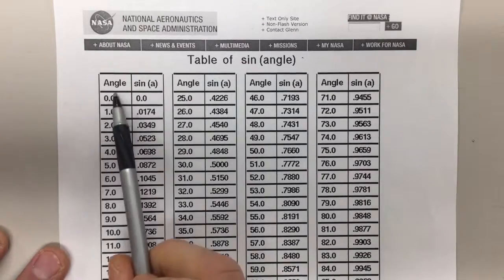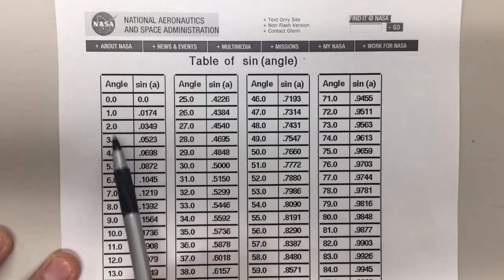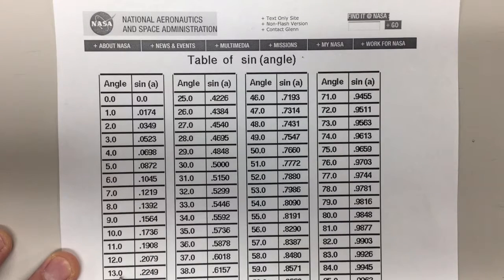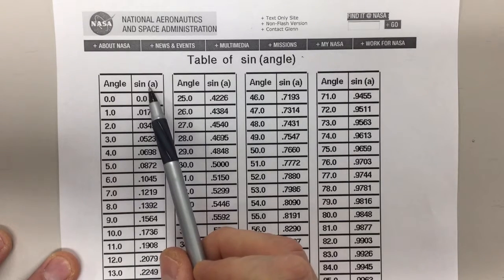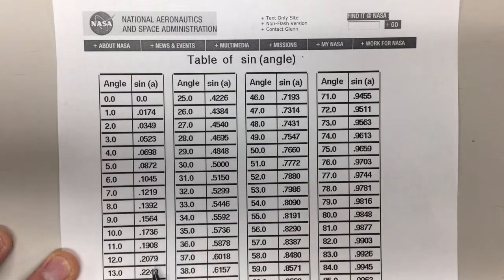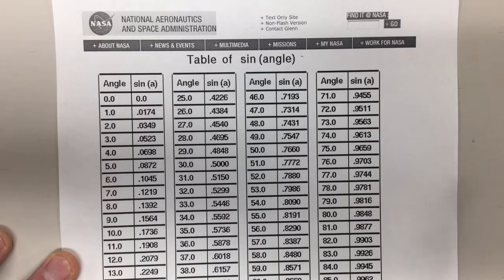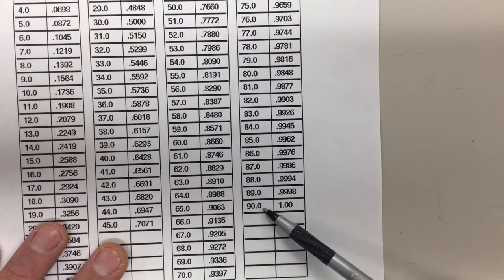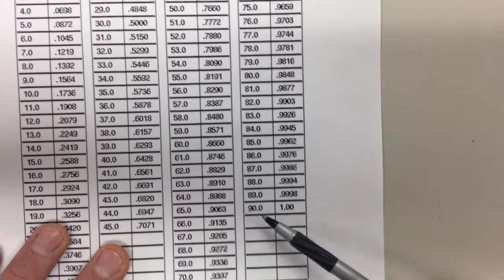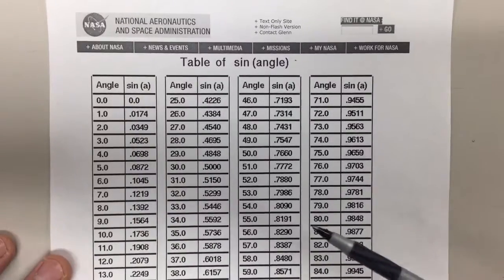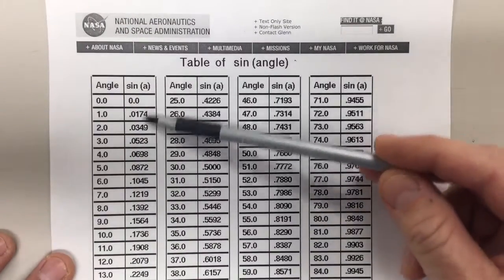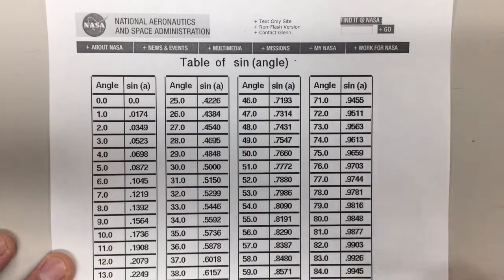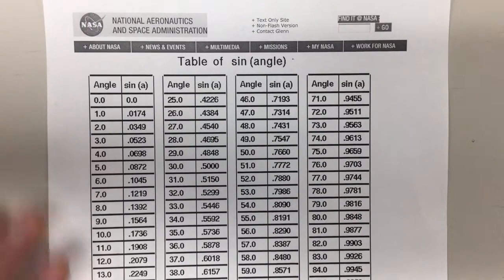You'll notice this table is set up where the first column is the angle measurement, and that's in degrees, and the second column is the sine, and those are decimals. And you can see it goes from every angle from 0 all the way down to 90 degrees. So all I have to do is find my sine in the sine column, and that will show me the angle.